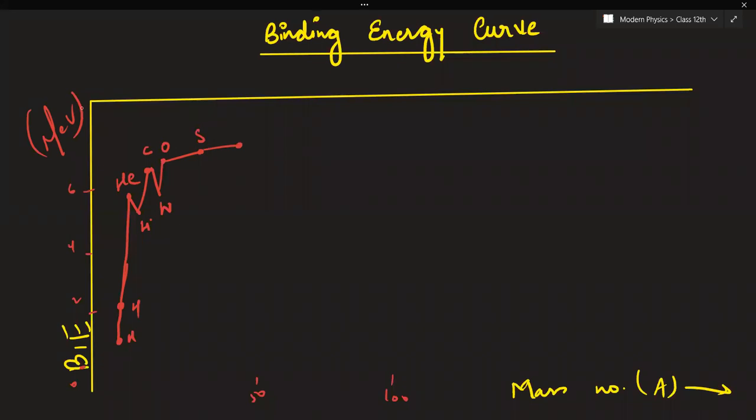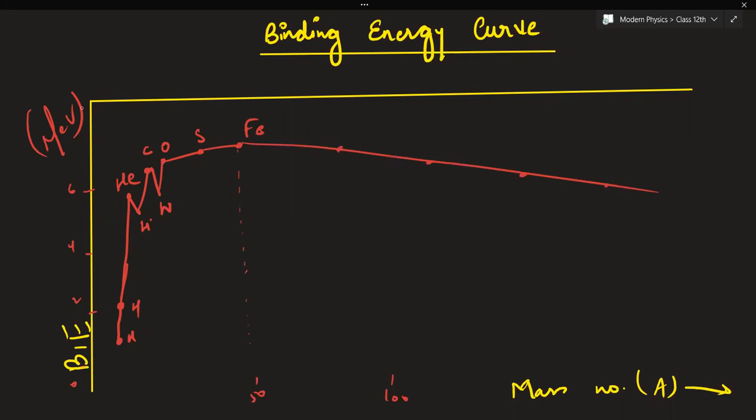But at this point only, which is iron, which is exactly around 50. If you look at, this is around 50 something, this is iron. And then you have continuous straight graph like this. Some elements are kept here, some elements are here, some elements are here, like this you have it.